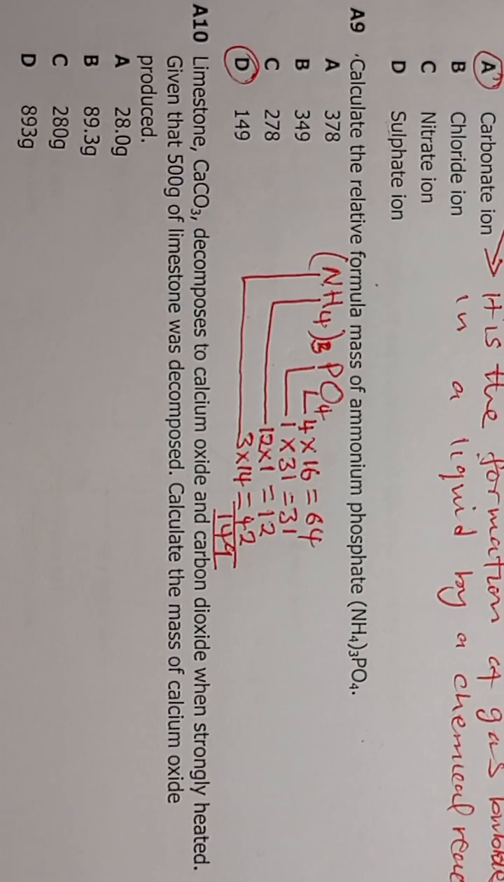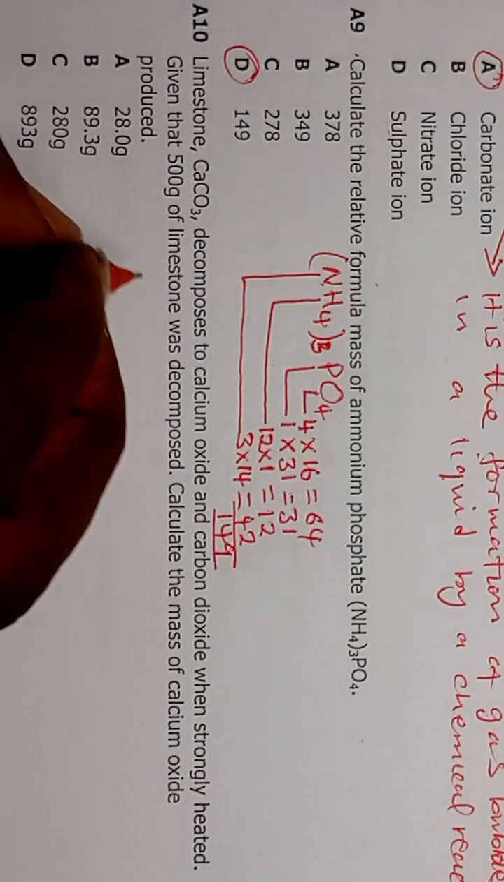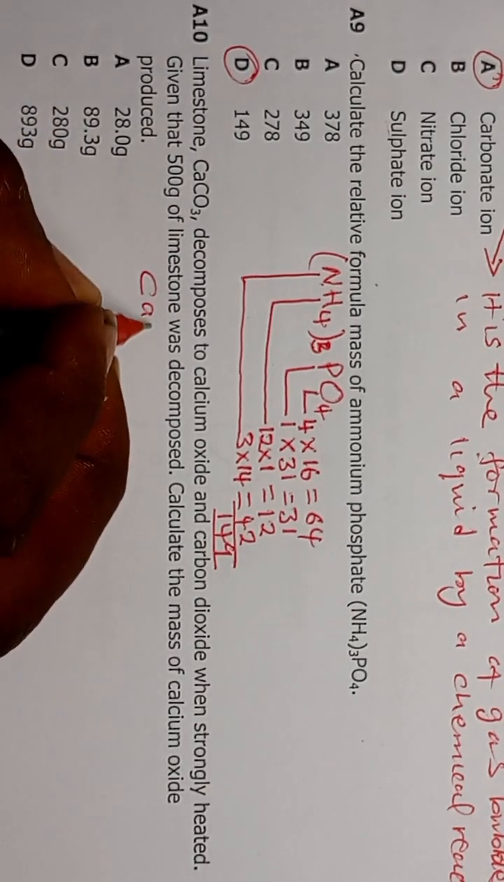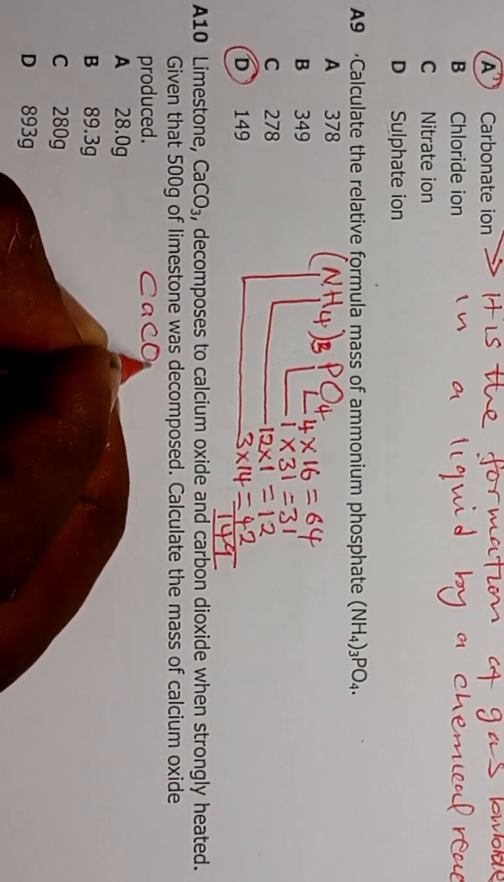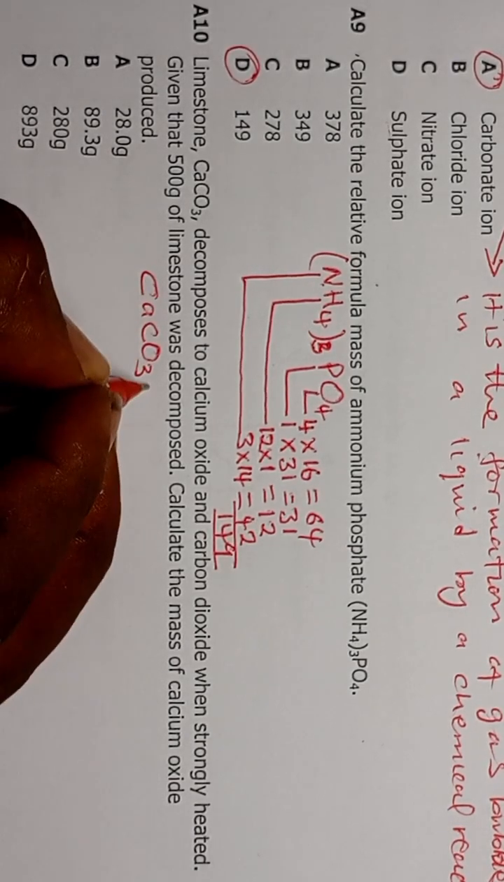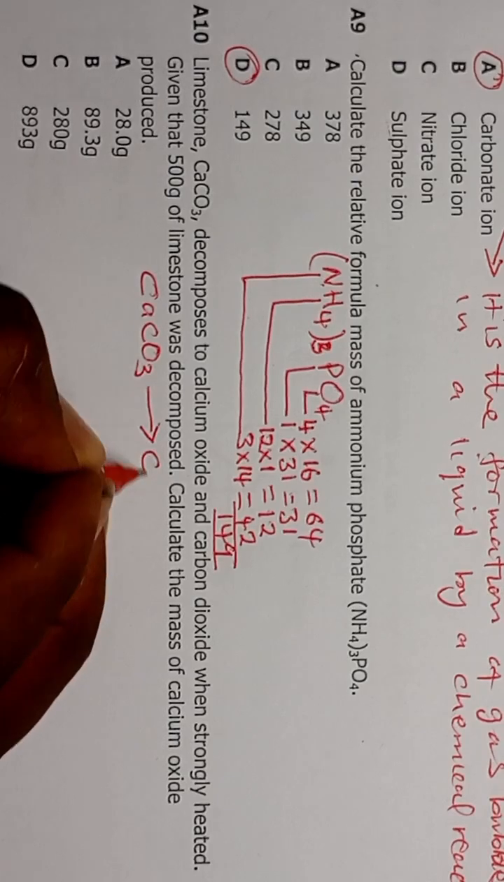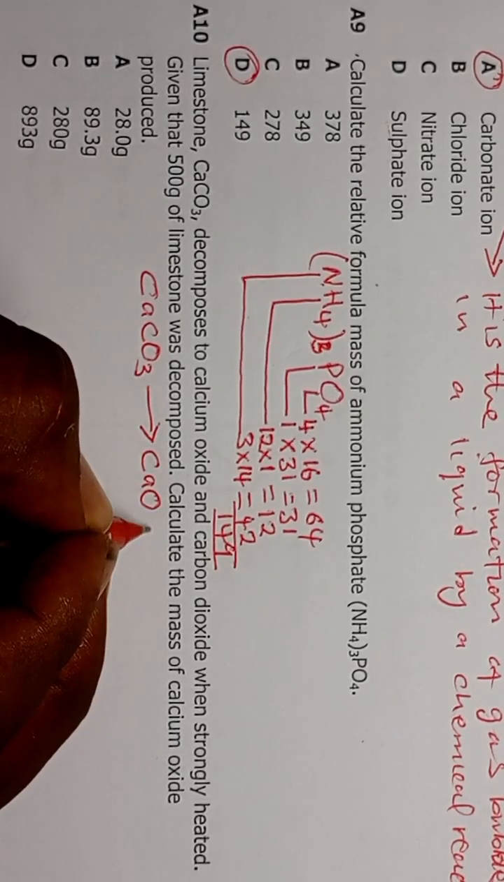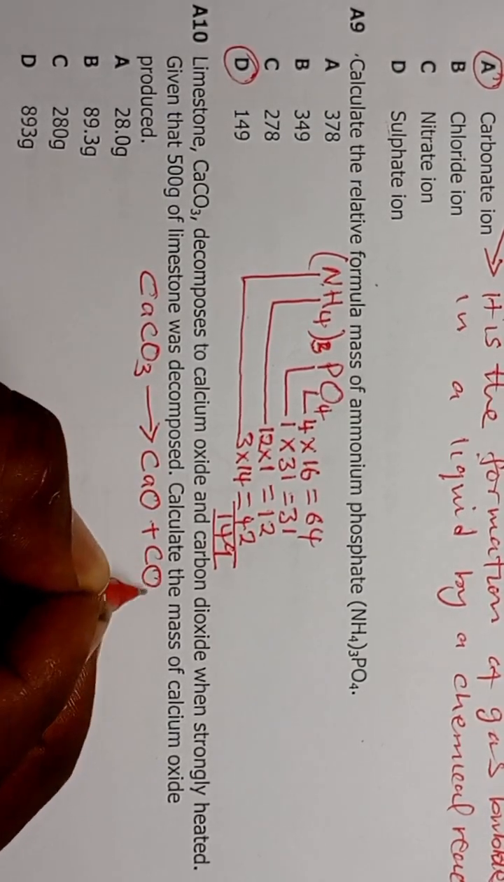Limestone decomposes to calcium oxide and carbon dioxide when strongly heated. Given that 500 grams of limestone was decomposed, calculate the mass of calcium oxide. So the first thing, you need to write a balanced chemical equation. So calcium carbonate, which is the limestone, it is decomposed to calcium oxide and carbon dioxide.